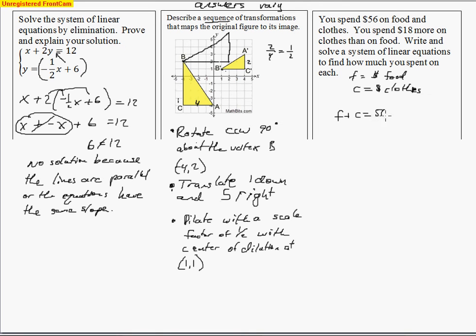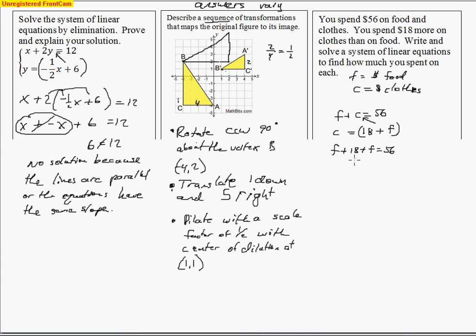We spent $56 on food and clothing. You spend 18 more on clothes than on food. So the clothes is 18 more. So I'm going to add the food to 18, and that's going to give me the amount spent on clothing. So I'm going to use substitution here. Great method. So F plus 18 plus F equals 56.